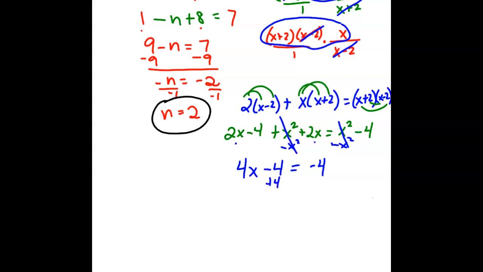All right, combining our like terms, 2x plus 2x, this side would be 4x minus 4 equals negative 4. I can add 4 to the other side. We're left with 4x equals 0, and 0 divided by anything is just 0. All right, so we end up with x equaling 0.